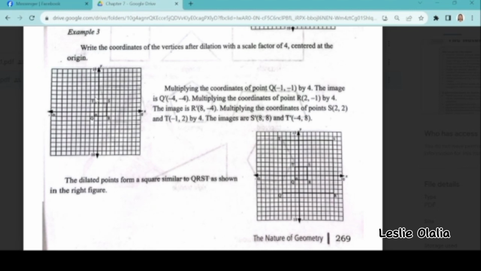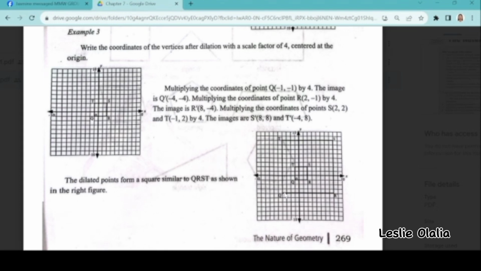QRST. Ngayon, since ang dilation is enlargement, therefore, lalaki siya. Makikita ninyo siya pag nilagay na natin sa graph. Ito yung sagot natin sa Q, negative 4 and negative 4. So again, our x-axis and y-axis, first given is negative 4 and negative 4. 1, 2, 3, 4. Since negative 4, pababa. 1, 2, 3, 4. Ayan na yung ating point Q.